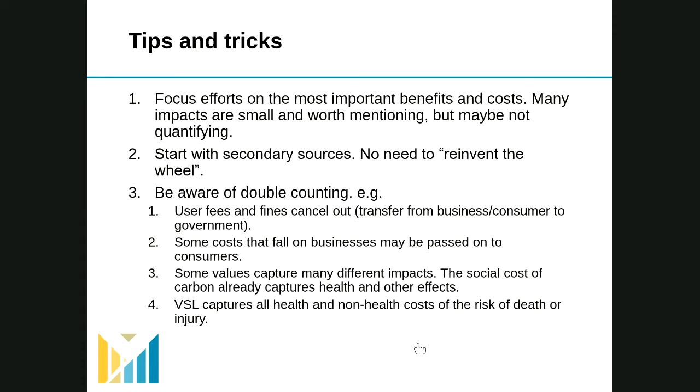And similarly with the value of statistical life, well, this actually captures all the health and non-health costs of the risk of death or injury. Whenever someone says that they are willing to pay $1,000 to reduce their risk of an injury or death, that counts their expected lost wages and how much they value their well-being for avoiding that risk of death or injury.